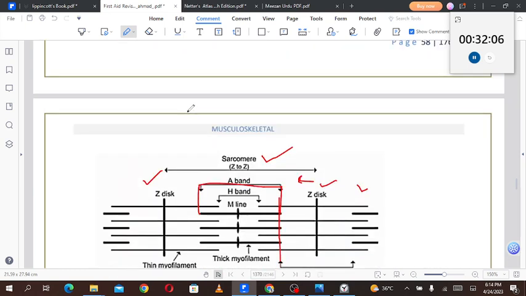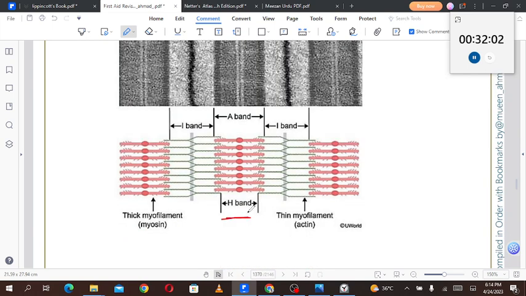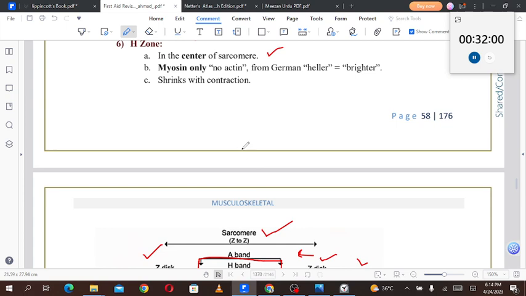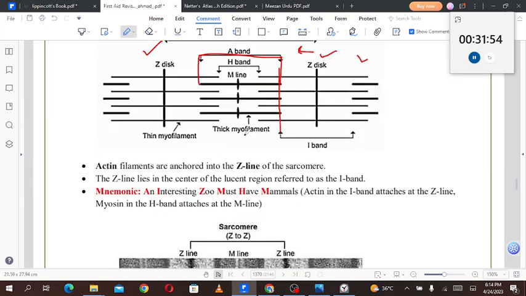The H zone is in the center of the sarcomere. So this is the H band that is in the center of the sarcomere. It contains myosin only, no actin. The name comes from the German word heller, meaning brighter, and it shrinks with contraction.